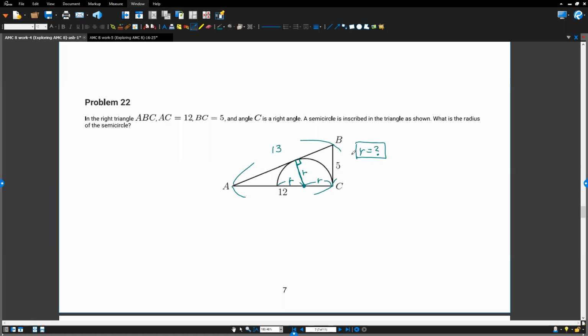We need to write one more thing over here. Tangent. The length of a tangent, the length of tangent to a circle, are equal. What does that mean?